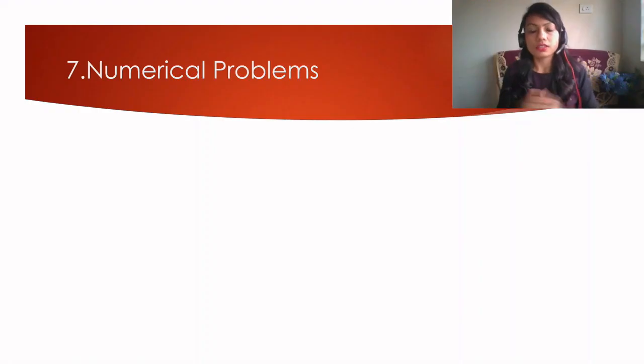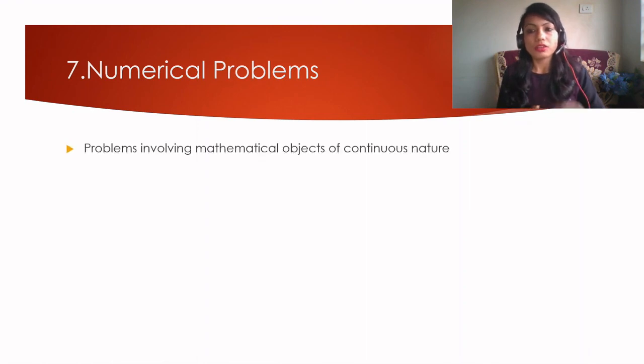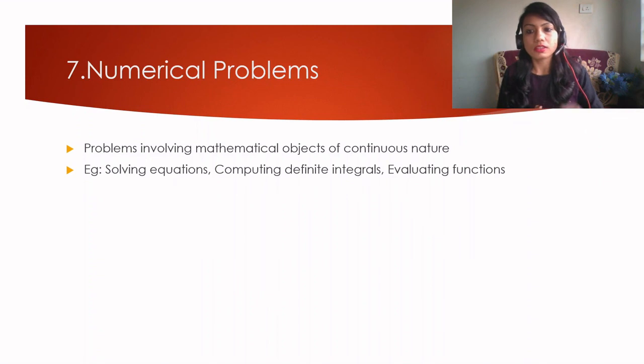So now let us see the last problem, that is the numerical problem. These are the problems which involve real numbers. So these are the numerical problems which involve mathematical objects of continuous nature. Examples: solving equations, computing definite integrals, evaluating functions. And these problems can only be solved approximately. We sometimes cannot solve them exactly because it becomes too huge for a computer to solve.